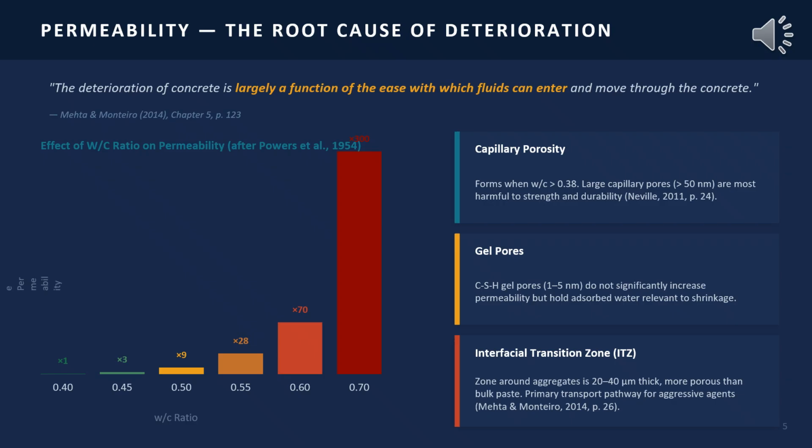The interfacial transition zone, or ITZ, is a 20 to 40 micrometer thick zone around aggregate particles that is more porous than the bulk paste. It's the weakest link in the concrete microstructure and the primary pathway for aggressive agents ingress. Understanding the ITZ is critical to understanding why supplementary cementitious materials improve durability. They densify this zone through pozzolanic reactions.